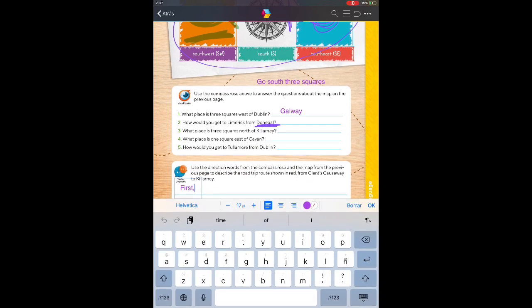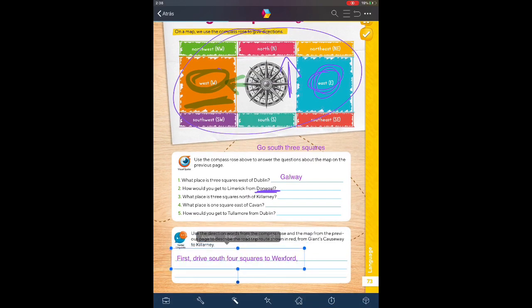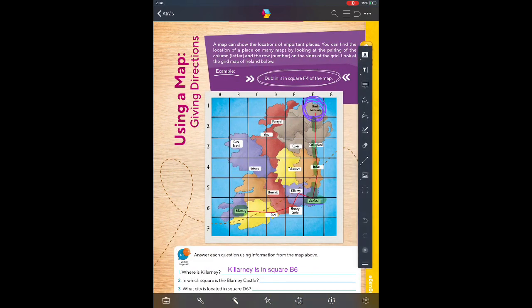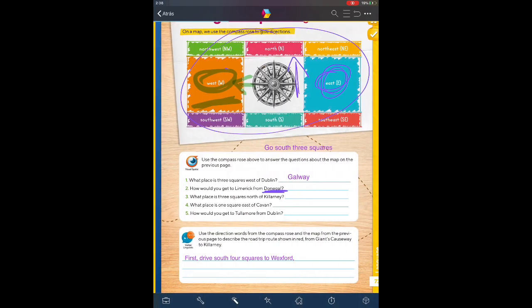So we're going to write first, drive south 4 squares to Wexford. And then you have to continue, okay? I cannot tell you anything else. You have to continue. So first, drive south 4 squares to Wexford. Then you need to explain what is going to happen after getting to Wexford. What do you need to do here, then go here, then like this, and like this, until you get to Killarney. Okay? So that's it.